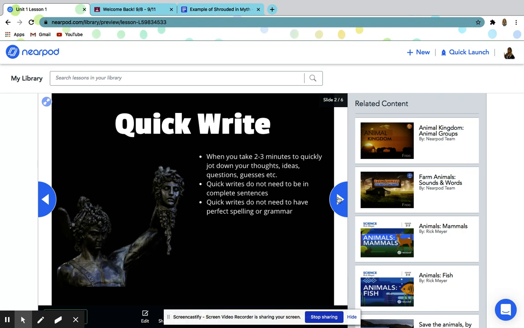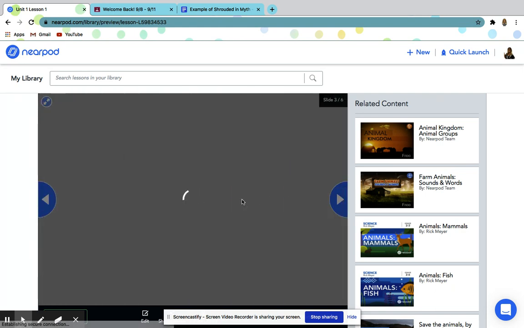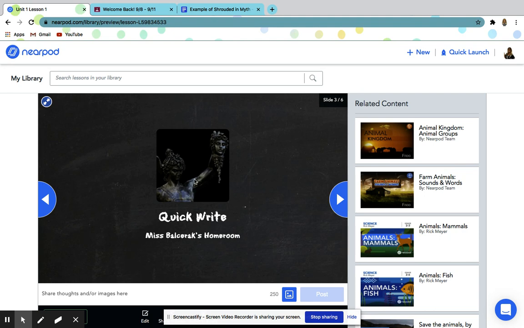Now, in our meeting, we all jotted down our ideas in this collaboration board, and we had a nice discussion about some of our guesses or some things that we noticed and wondered.